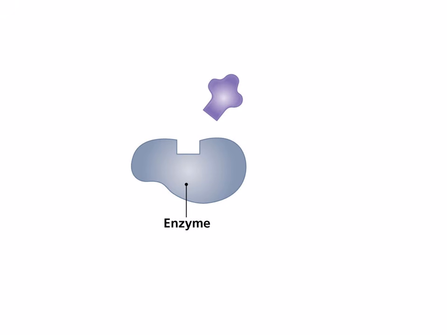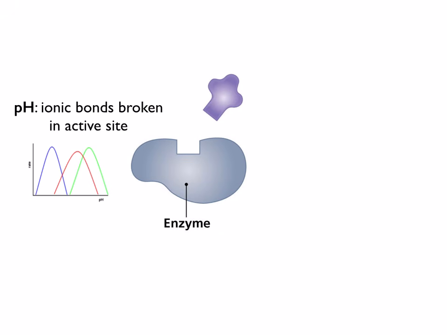So what have we learned so far? You've got an enzyme and a substrate. If you change the pH, the ionic bonds and hydrogen bonds are going to be broken in the active site, and you'll get graphs that look like this. So, increase in pH at the bottom.